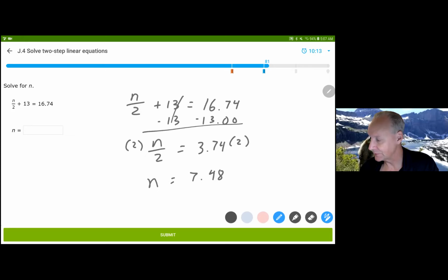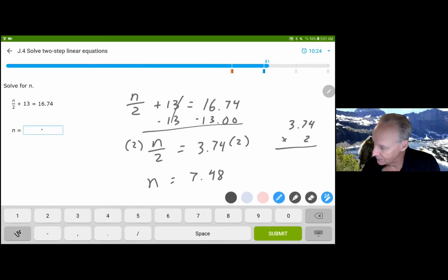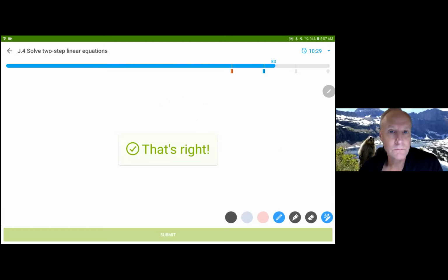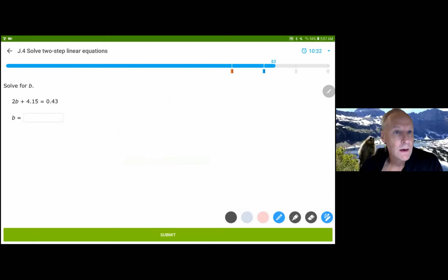If you need to, you can always just do a little arithmetic over here on the side. If you can do it in your head, that's great. 7.48. Same idea. Now this one's getting a little more complicated. And in fact, you're going to want to do your arithmetic on the side most likely. If you can't see that that is 3.72 and then divide that by 2, it is kind of difficult. So it's a good idea to go ahead and write it out, especially since we're getting near the end here.